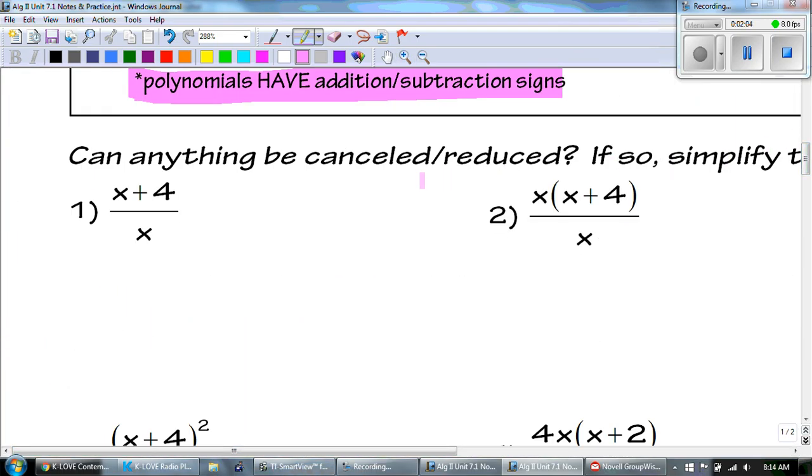So can anything be canceled or reduced? If so, simplify the rational expression. So what we were just talking about, we have a polynomial divided by a monomial. I cannot just cross those x's out because we have addition. So I can't do anything else. This is our answer. Okay, so can anything else be canceled? No, we can't. That's as far as we go.